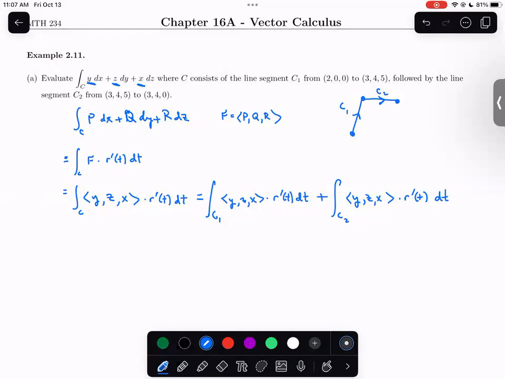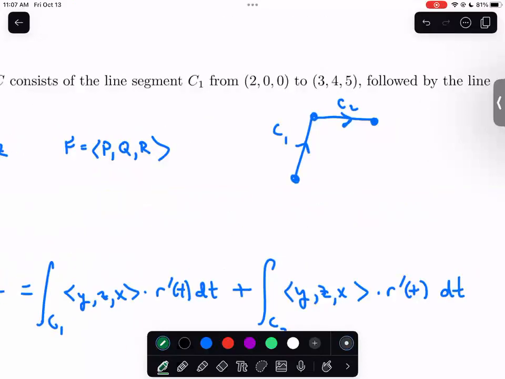So those two things together make up the entire curve. All right, well, let's get to it. First thing, we need to parameterize in each one of these cases. So if we go back to 12.5, we got pretty good at parameterizing line segments. We're going to need to use that here.